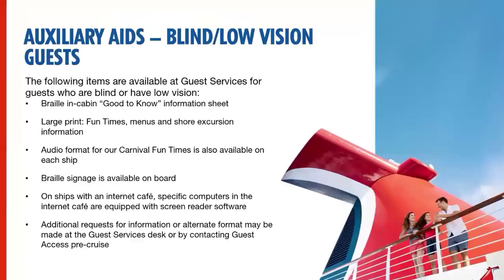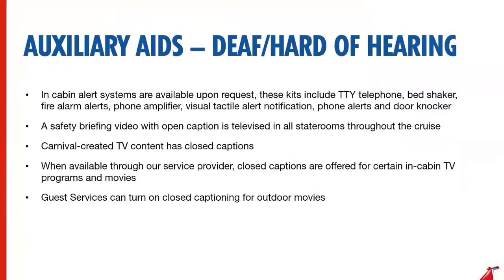For guests who are blind or have low vision, Carnival has available a Braille in-cabin good to know information sheet and signage on board. An audio format and large print version of the fun times is available on board. In addition, specific computers in the Internet Cafe are equipped with screen reader software. Additional requests for information or alternate formats may be made at the guest service desk or by contacting Guest Access pre-cruise. For Carnival guests who are deaf or hard of hearing, in-cabin alert systems are available upon request.